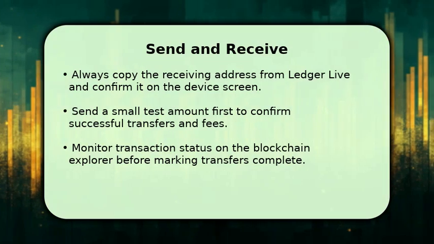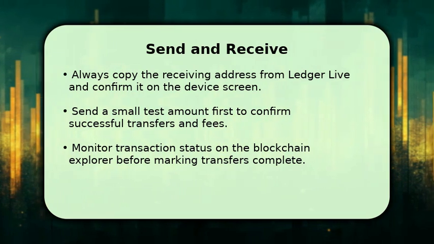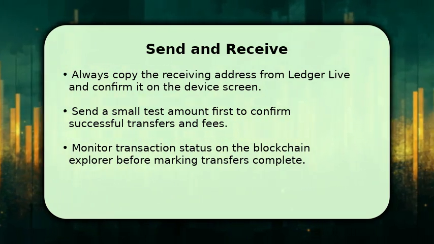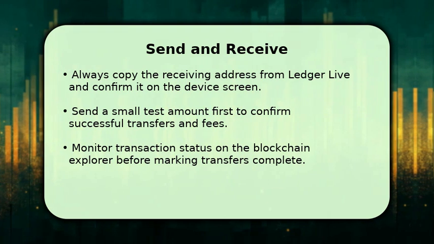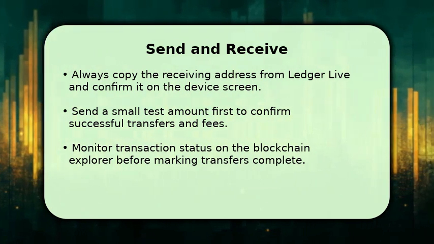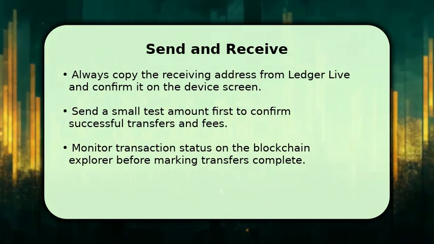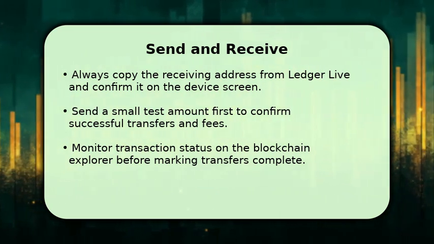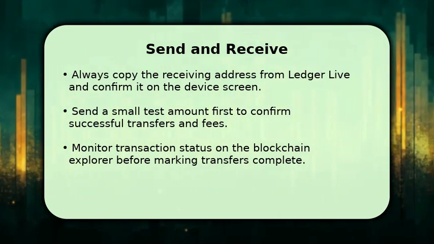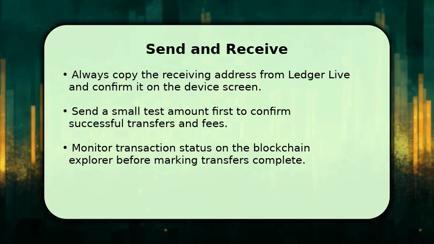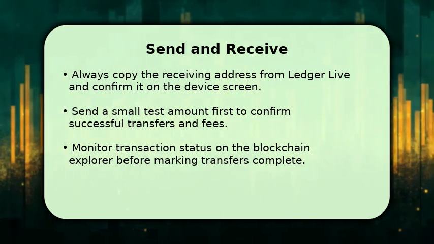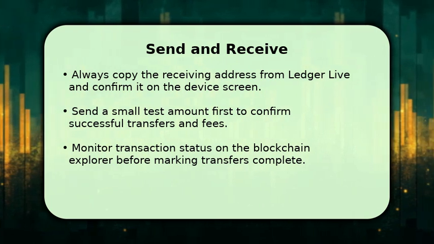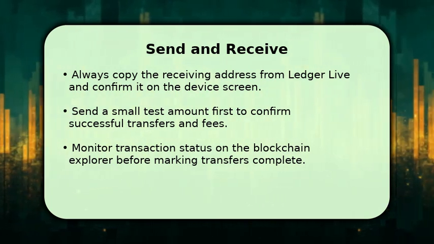To receive, copy the address shown in Ledger Live and confirm the exact address on your Ledger device before sharing it. When sending from Binance, choose the correct network and double-check fees. Send a small test amount first to ensure everything works. After confirming the transfer on the device, monitor the transaction on a blockchain explorer until it finalizes. These habits prevent losses and help you learn the process safely.